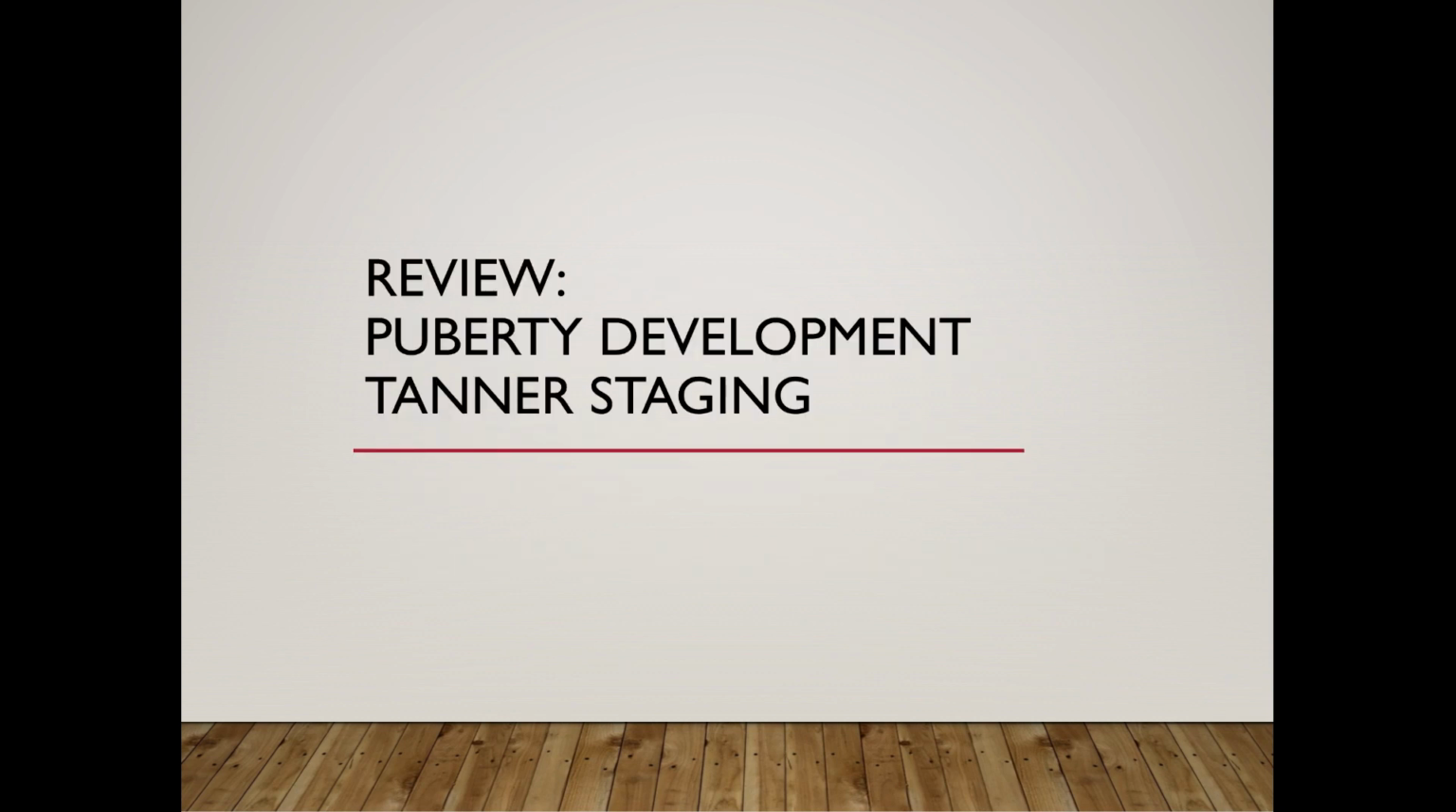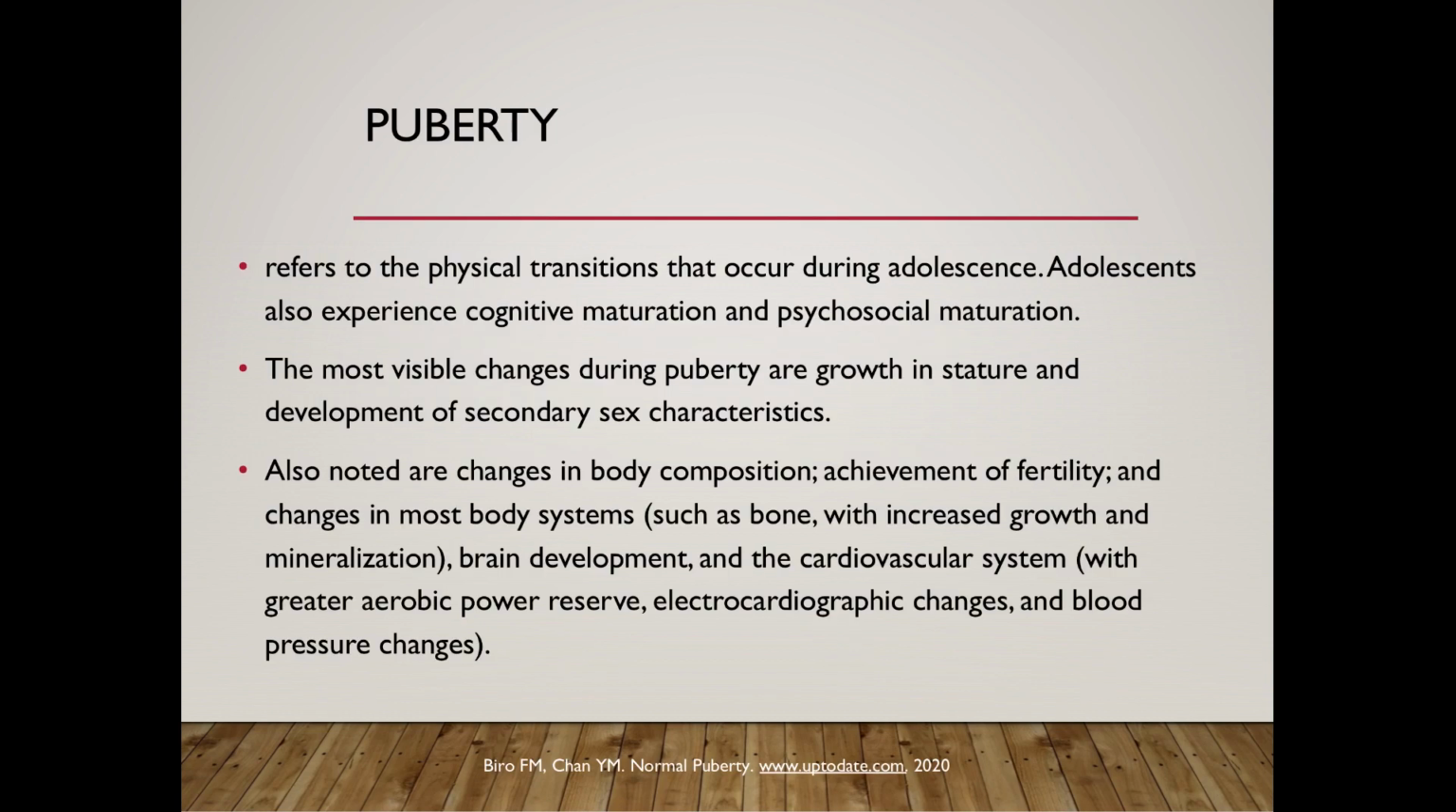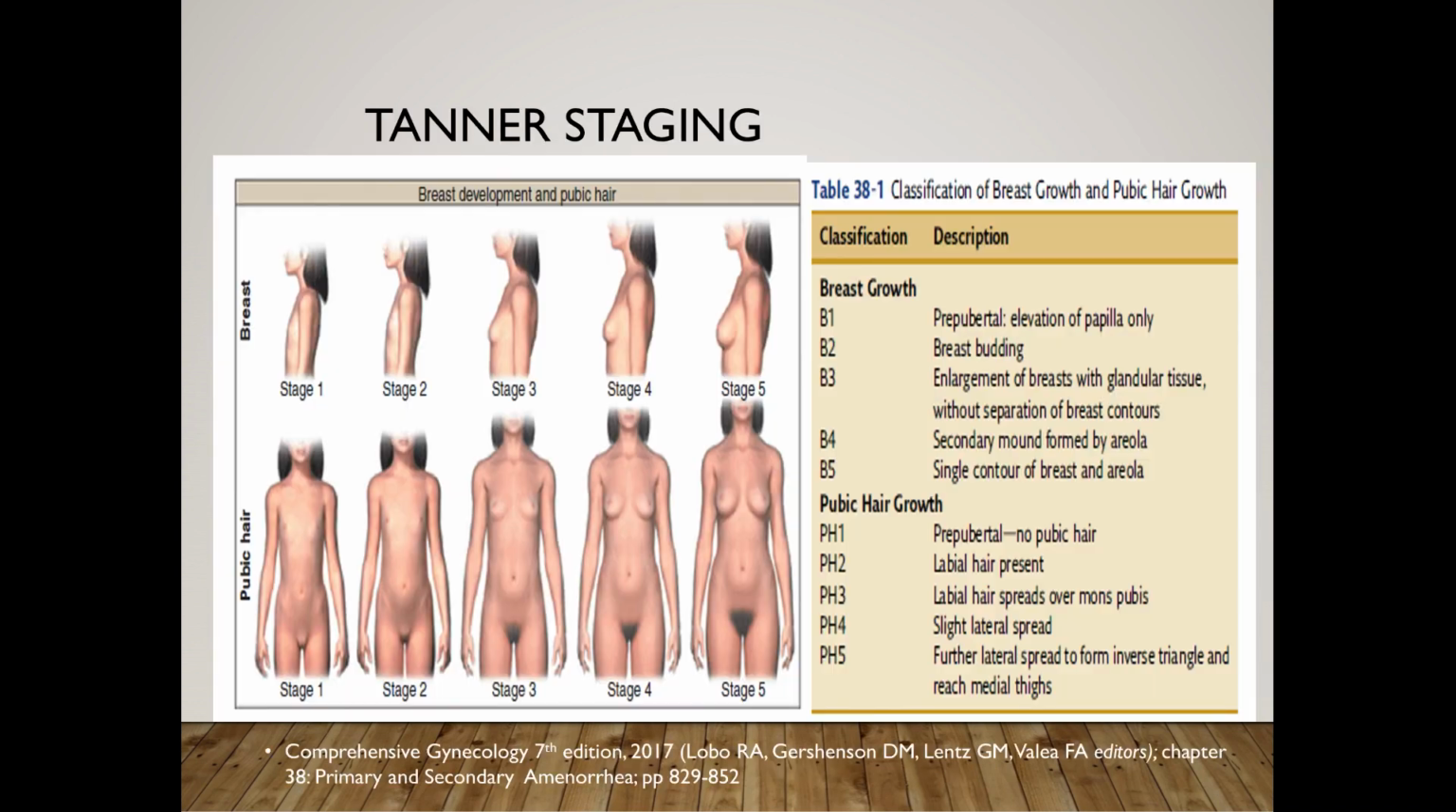So first, let's review puberty development and Tanner staging. Puberty refers to the physical transitions that occur during adolescence. Adolescents also experience cognitive maturation and psychosocial maturation. The most visible changes during puberty are growth in stature and development of secondary sexual characteristics. Also noted are changes in body composition, achievement of fertility, and changes in most body systems such as the bone, the brain, and the cardiovascular system.